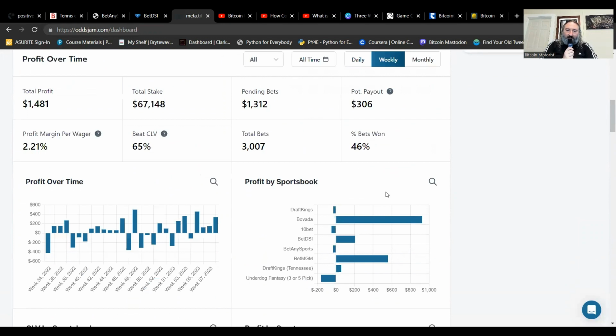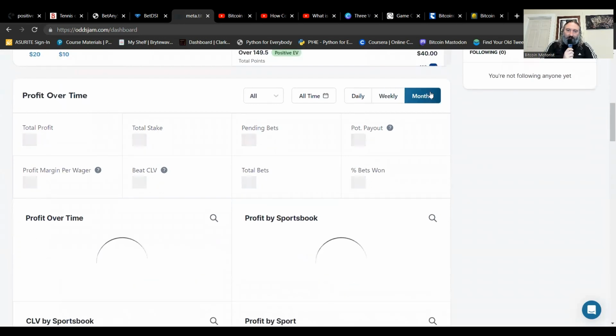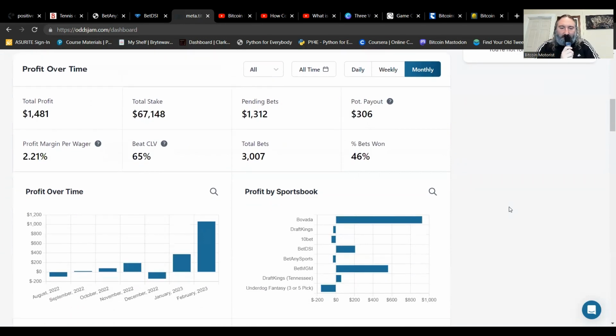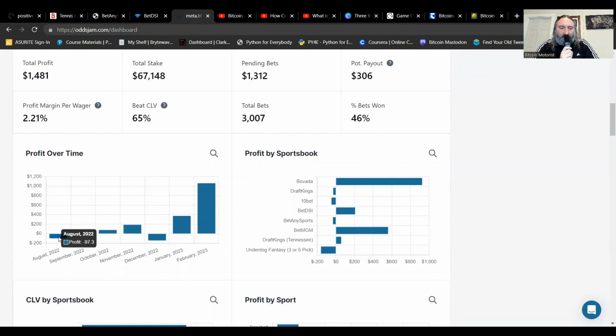So let's take a look at the last few weeks. They have been really good. Last 4 weeks are positive. And monthly, the more you zoom out, the better the picture becomes, the more accurate the picture becomes. So look at August. August was a down month. I started using OddsJam like the last couple of days of August. September was slightly positive. October was even better. November was better than that. December had a slight losing streak. Then January was my best month up to that point, and now February is way better than January.